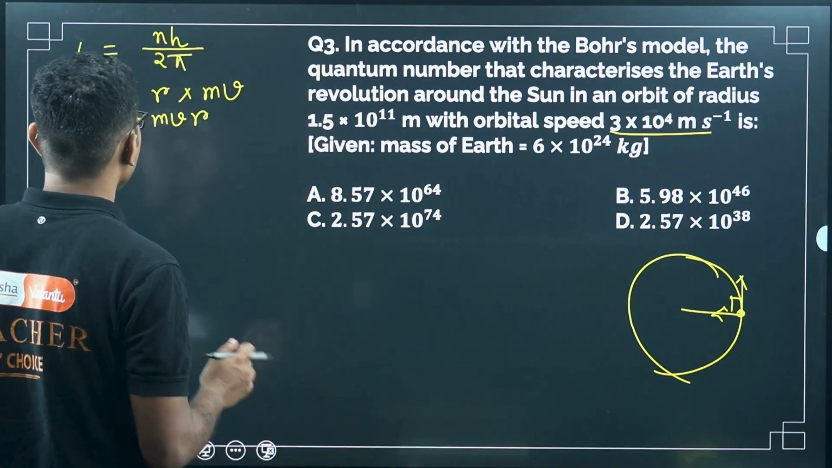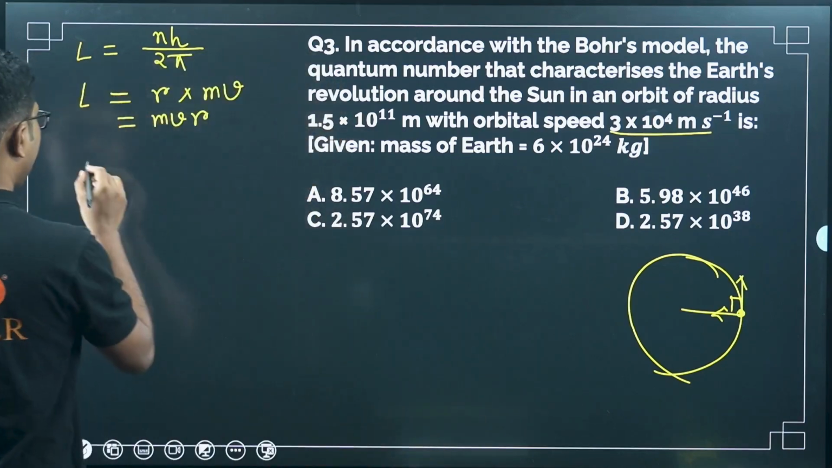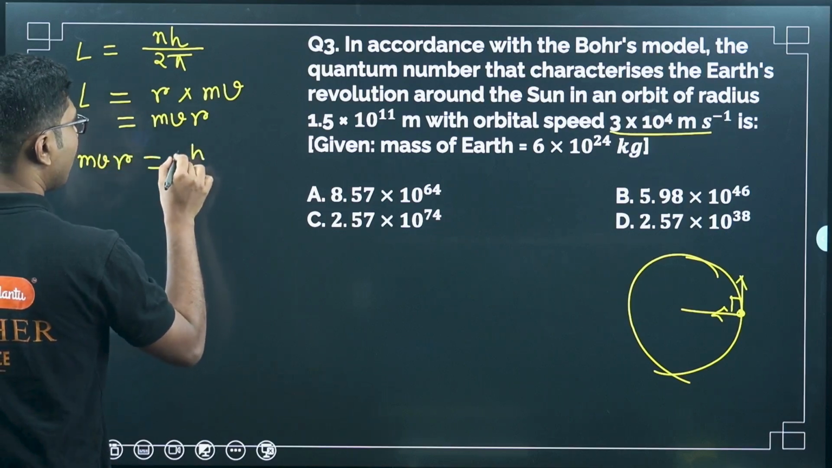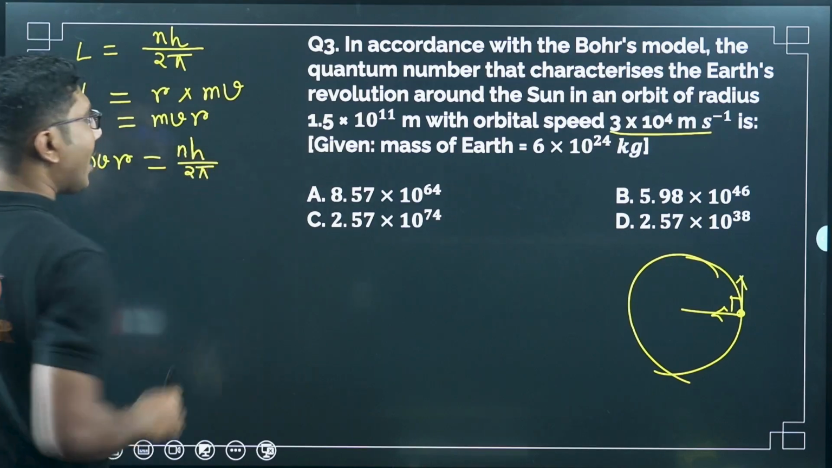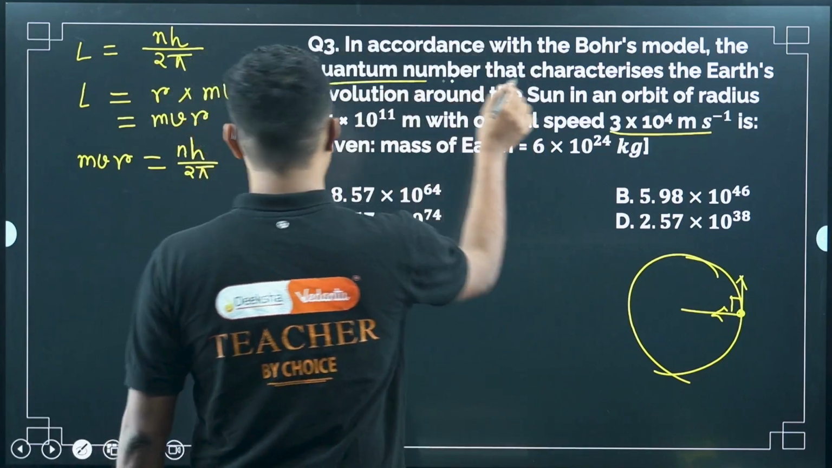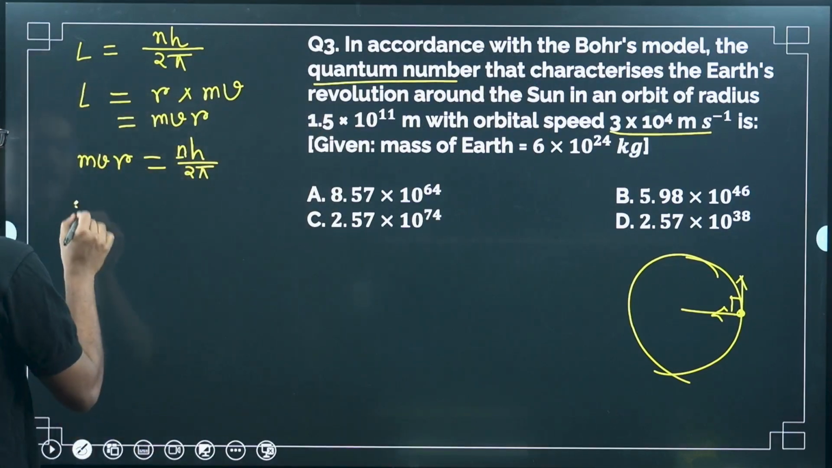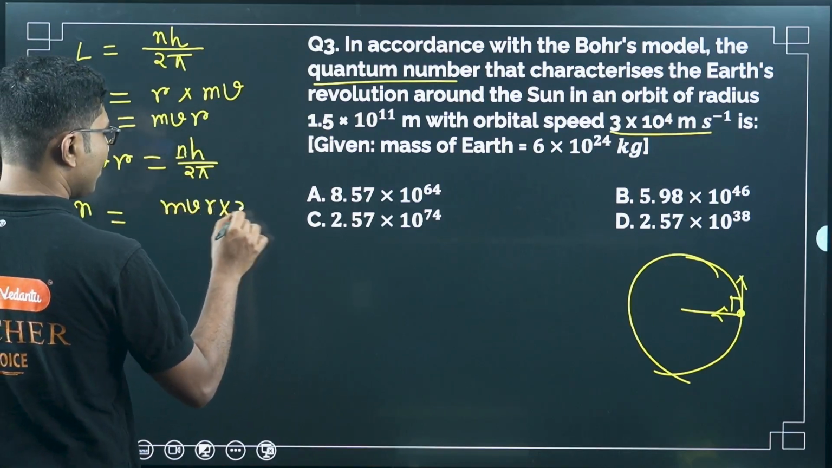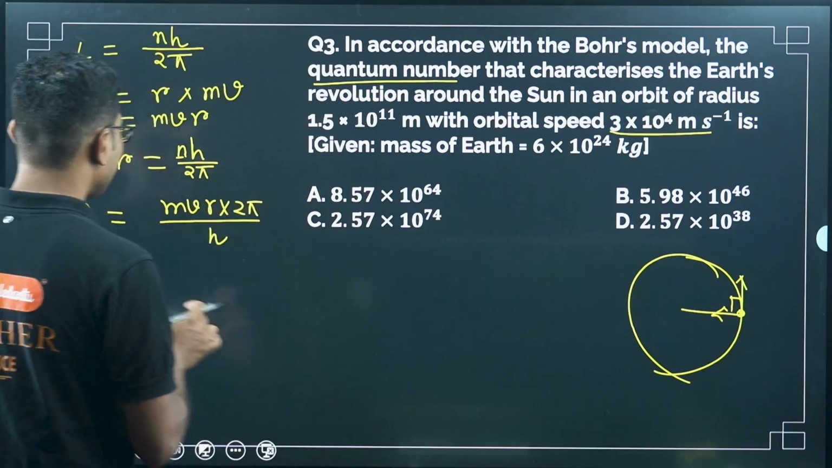Now let us put the values in this equation. So mvr equals nh by 2 pi. Now what they have asked us is to find the quantum number. Quantum number means n. We have to find n for this relation. So n is basically equal to mvr times 2 pi by h. So this is simple. Now we have to put the values.